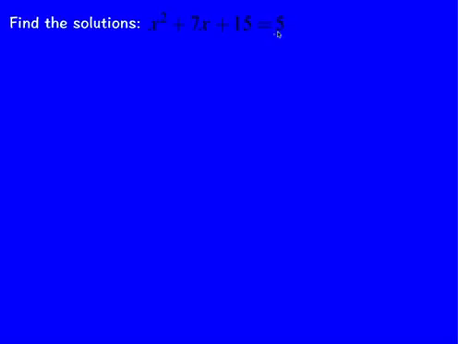So to start this one, I'm going to make this 5 move to the other side. I can either circle and jump it and make it a -5 when it moves over, or I can subtract 5 from both sides. If I subtract 5 from both sides, that's going to give me x squared plus 7x, and positive 15 minus 5 would give you positive 10. And then it would be equal to 0 because those would cancel.